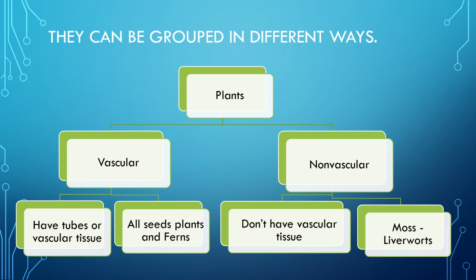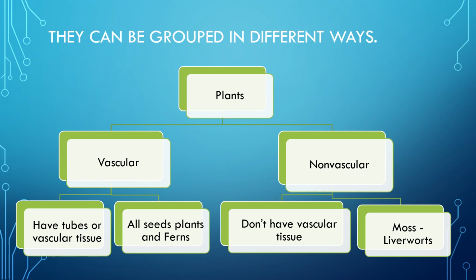So vascular plants have this, and all seed plants are vascular plants, and the fern. The fern is the only plant that's vascular but seedless. It doesn't make seeds. So any plant that makes seeds, and the fern, is a vascular plant. Non-vascular plants, however, don't have vascular tissue. They don't have these tubes inside of them. For example, the moss and the liverworts. We're going to see also the hornworts.